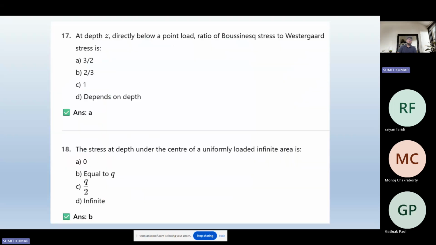Now, the next question says at depth Z, directly below the point load, the ratio of Boussinesq stress to the Westergaard stress is 3 by 2. That's not the problem. When you write the Boussinesq equation divided by the Westergaard equation, this value comes out to be 3 by 2 for R equal to 0. And the next question says the stress at depth under the center of a uniformly loaded infinite area is q by 2 into infinite. So it is equal to q. Option number B is the correct answer.